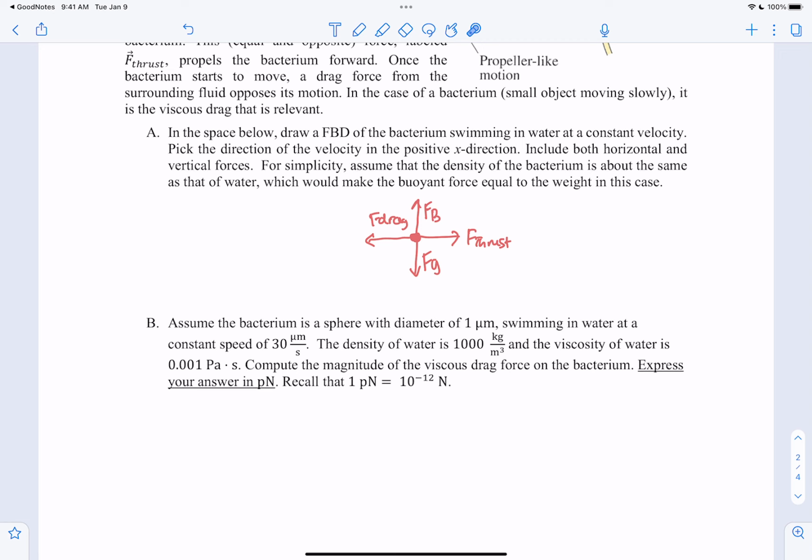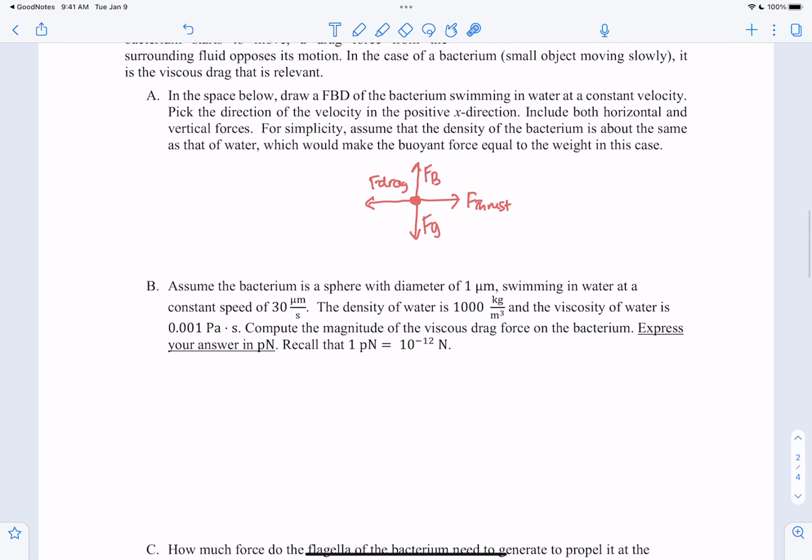So yeah, if everyone's cool with part A, then we can look at part B. Part B says, assume the bacterium is a sphere with a diameter of 1 micrometer, swimming in water at a constant speed of 30 micrometers per second. So we have our constant speed, 30 micrometers per second, diameter of 1 micrometer. Density of water is 1,000 kilograms per meter cubed, and the viscosity of water is 0.001 Pascal seconds. Compute the magnitude of the viscous drag force on the bacterium. Express your answers in piconewtons.